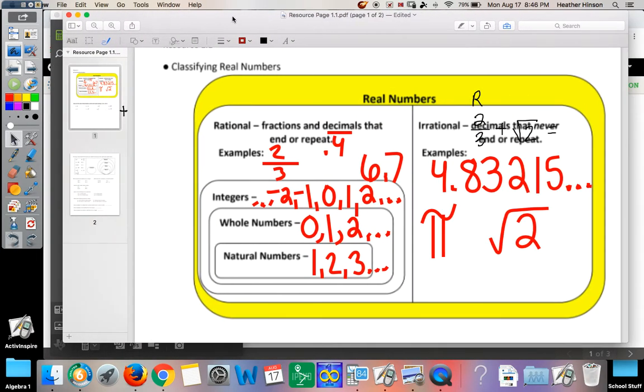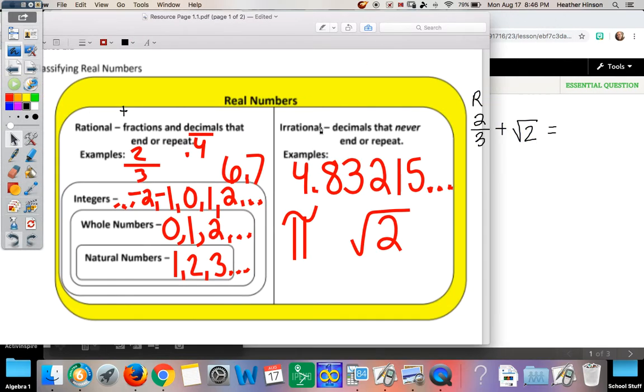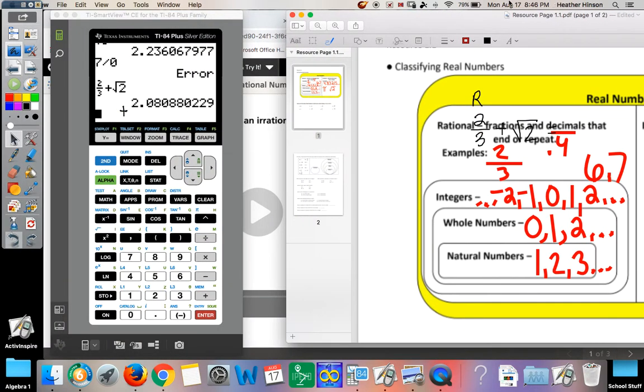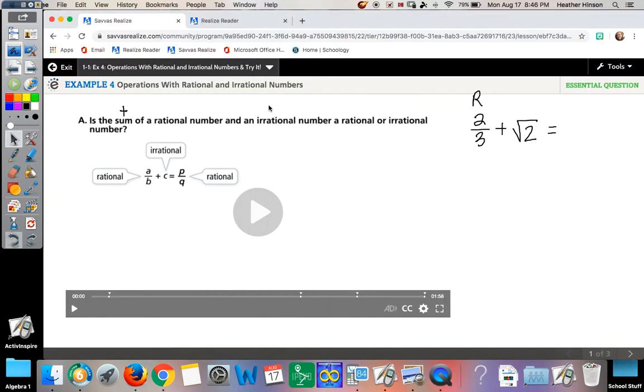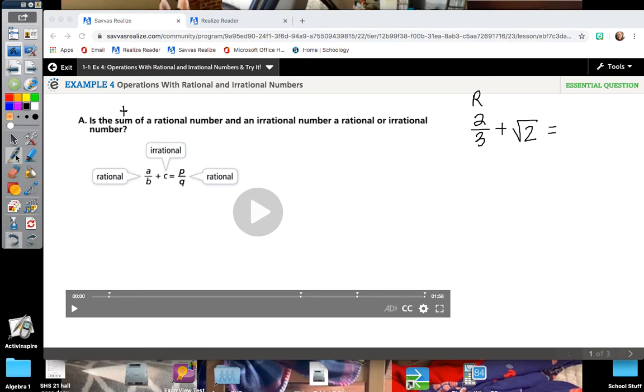So then it's going to fall on the other side. Irrational are your numbers that never end and they never repeat. So it didn't repeat all the way through and it didn't end just because your calculator ran out of space. So because we get this long, crazy decimal, this is going to be irrational.